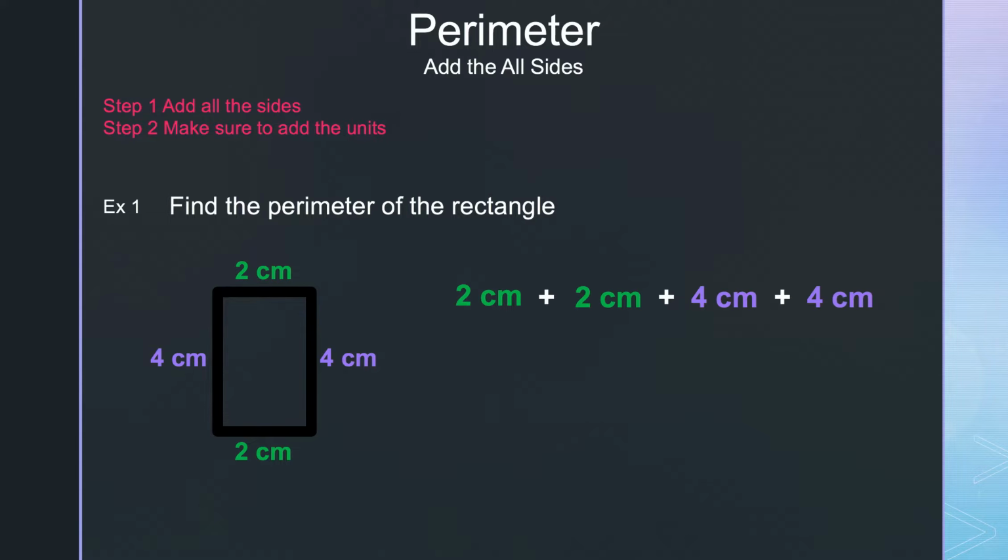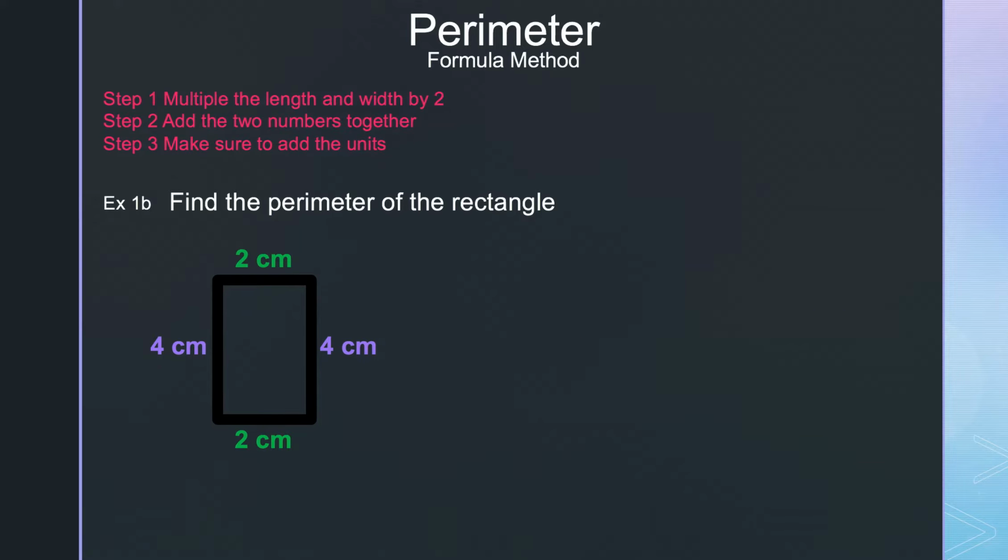So let's go ahead and do step 1, add all the sides. So 2 plus 2 is 4, 4 plus 4 is 8, and 8 plus 4 is 12. So we know that the perimeter of this rectangle is 12 centimeters. So let's go ahead and use the formula to show you that it is the same, and then you can use which one you feel more comfortable with.